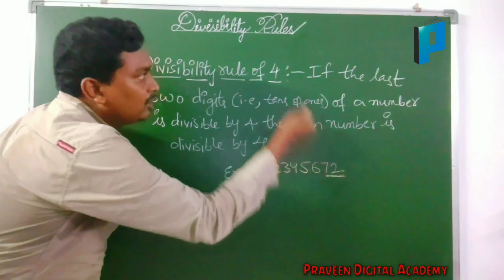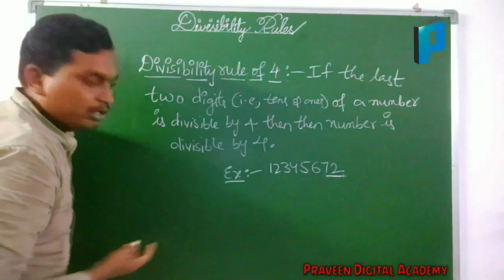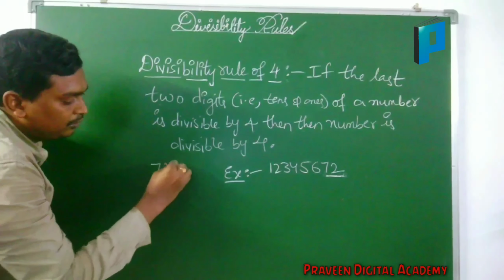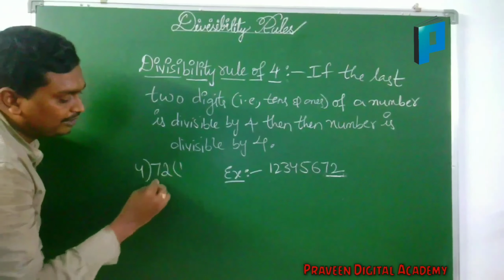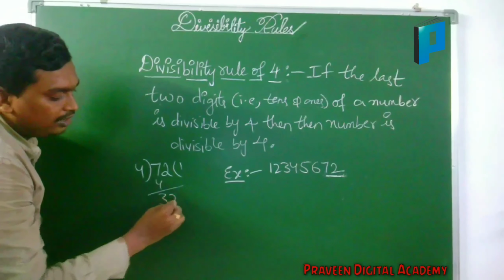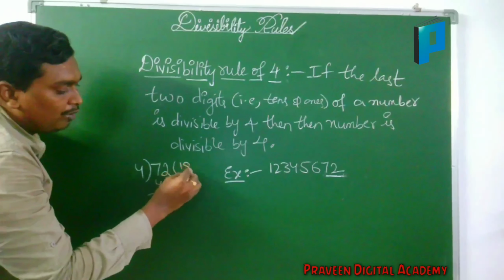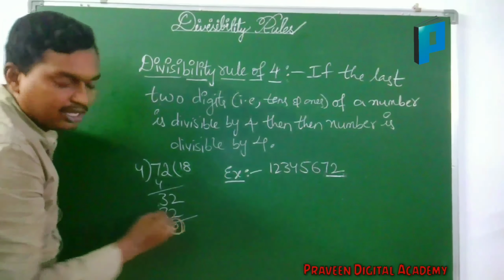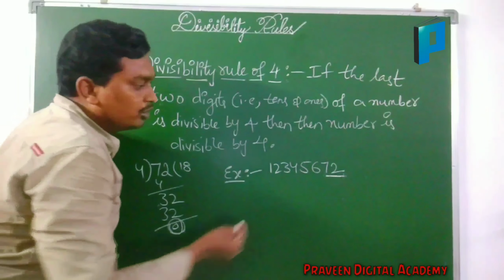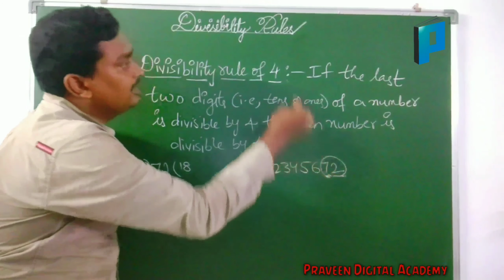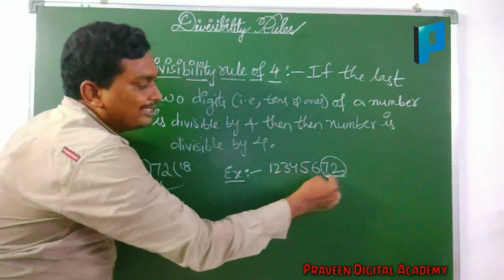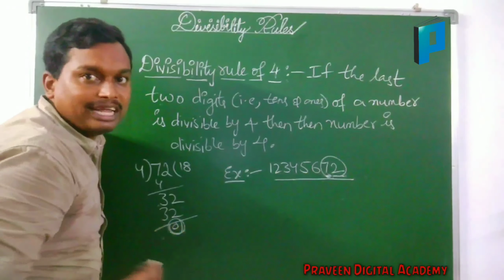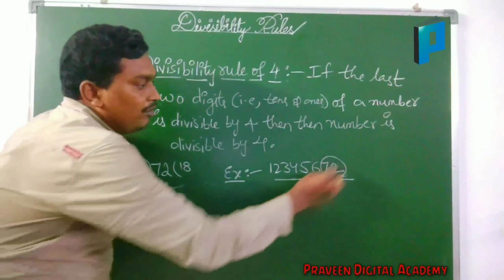Now, is this 72 divisible by 4 or not? You check it. 72, 4. 4 ones are 4. And here you will get 32. How much? 8 is 32. What is the remainder we got here? 0 we got. So, this 72 is divisible by 4. So, you can say this total number is divisible by 4.